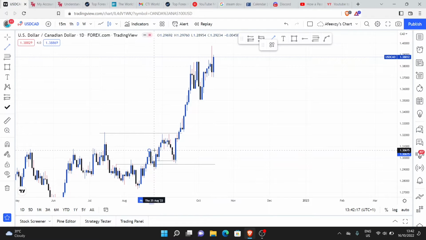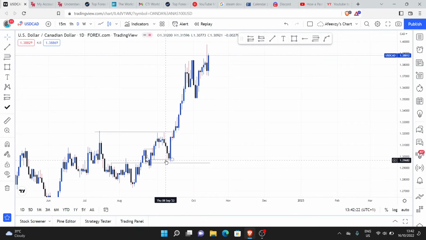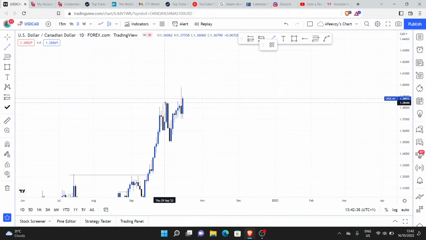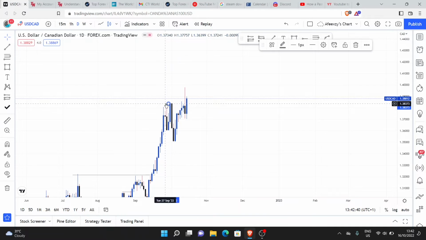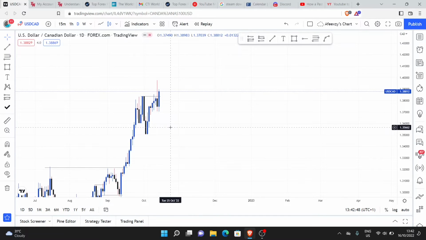Here is some kind of break of structure that happened here. Then it came back to this OB here. Now make another break of structure, clearing this relative equal highs, and we are now flowing bullish on USDCAD. And right now you can see that USDCAD has made another break of structure around here. I can't really say much on this because it's not looking very clear, but overall we are bullish.